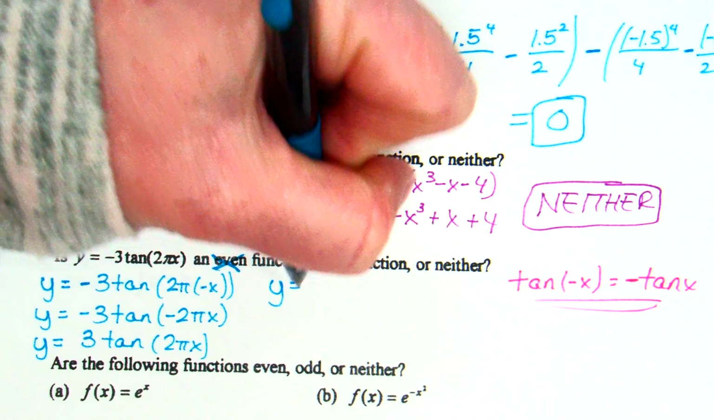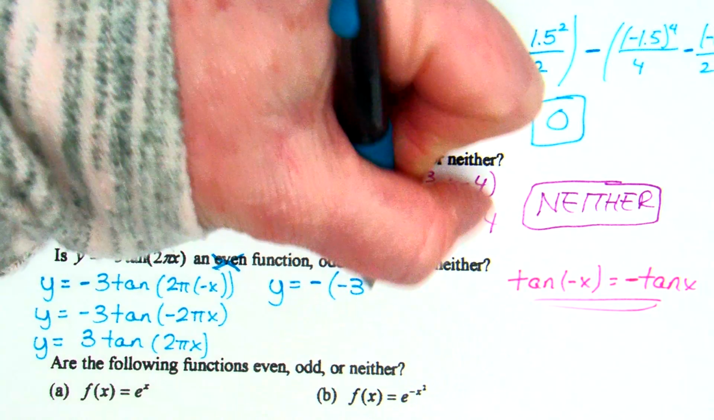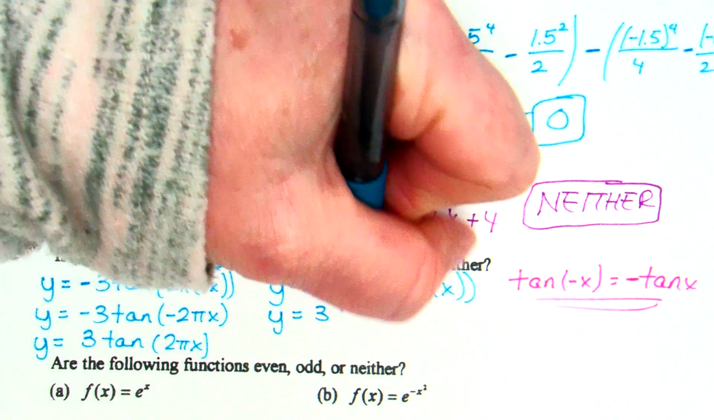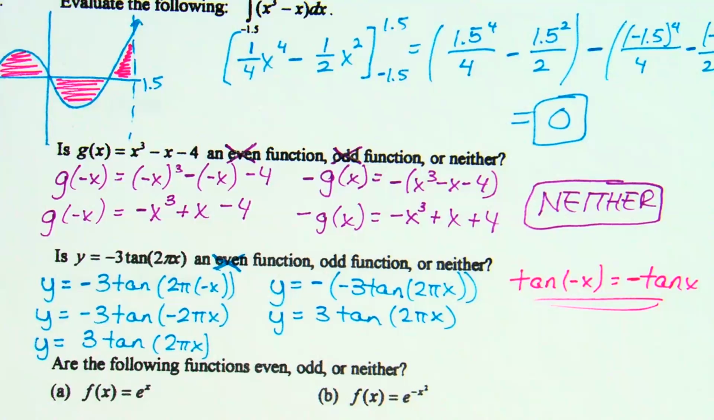Try the other one. The other one is where we take a negative and multiply it by the function. So it's the negative of negative 3 tan of 2 pi x. Well, what do you get when you multiply the negative of negative 3 tan? Positive 3 tan of 2 pi x. What do you notice? They are the same. This is odd.